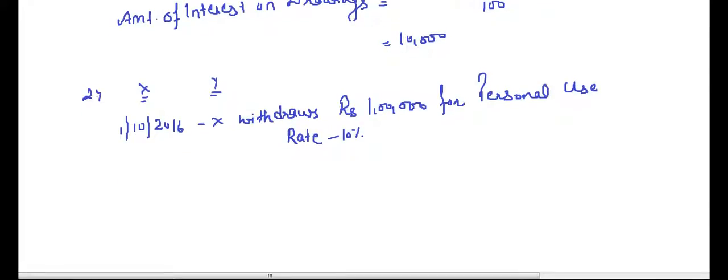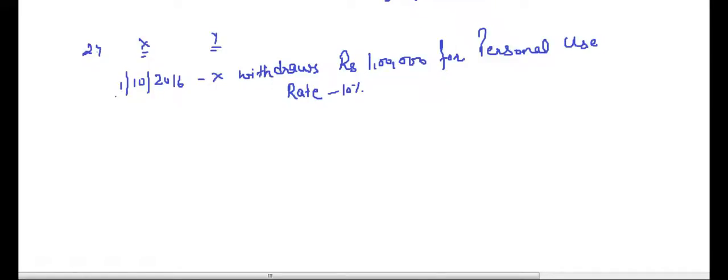Now X is not withdrawing money on the first day of the accounting period. X is withdrawing money in the very middle of the accounting period. Clear? So X is not using money for his personal use from 1st of April to 30th of September. So we can't charge interest for the period for which X has not withdrawn the money, because there is no loss to the firm. That money is kept in the firm's bank account and the bank is earning interest.